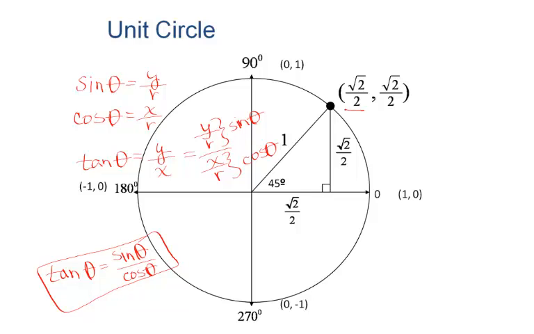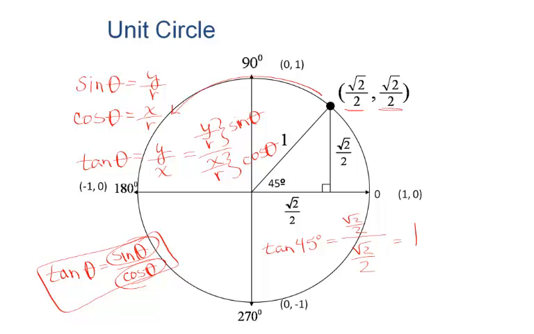Well, here is the cosine of 45 degrees. There's the sine of 45 degrees. So the tangent of 45 degrees has to be the sine value, which was root 2 over 2, divided by the cosine value, which was also root 2 over 2. So the tangent of 45 degrees has to be 1. And we could continue to do that all the way around the circle.